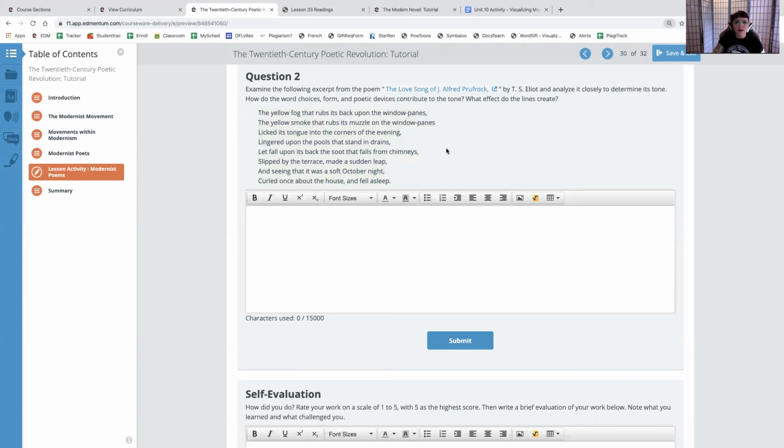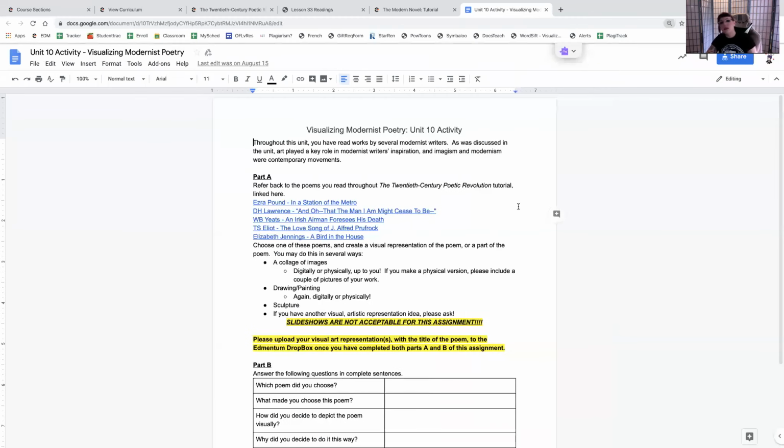And then the word choices form poetic devices. So there's a lot of imagery in here. And if you want to go deeper and think about symbolism, fog is usually foggy brain, confusion, things like that going on. So yeah, that is the Poetic Revolution tutorial, which leads to the activity.